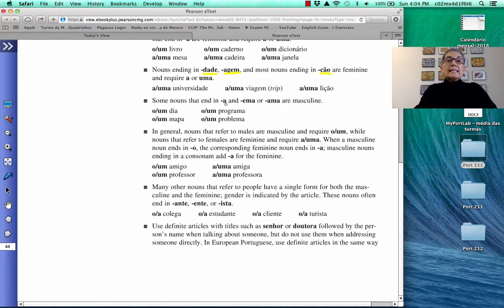Some nouns that end in A, and this is the curveball. The curveball in Portuguese is pegadinha, okay? Although they end in A or ema or ama, they can be masculine, okay? So look at the example here. So dia ends with an A, but it's masculine. Mapa, masculine. Programa, masculine. Problema, masculine. I always say that problem is always masculine, okay? Solution, solução is feminine, okay? It ends with são.